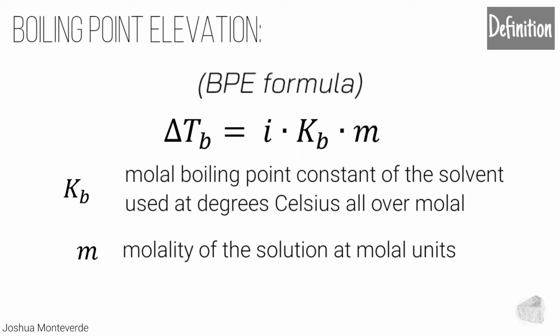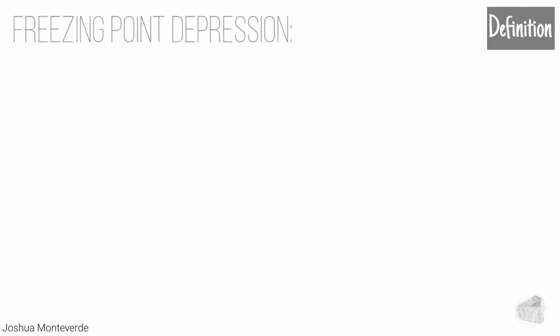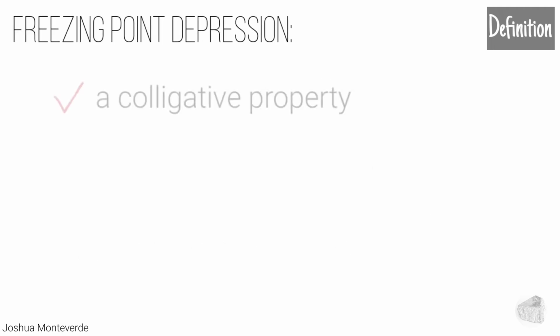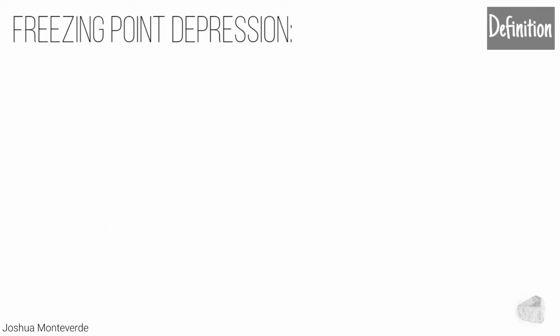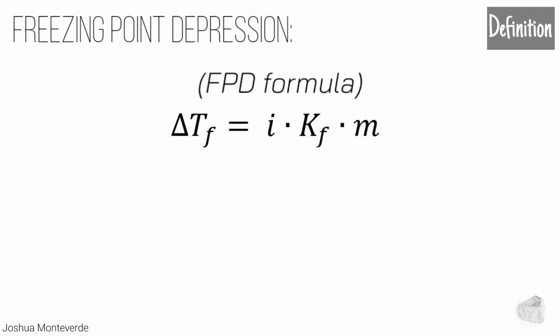We will also discuss now the later colligative property, the freezing point depression. Freezing point depression indicates that the freezing point of the solution, namely the solvent, is depressed or decreased when a non-volatile solute or substance is yet again added. Quite similar to the boiling point elevation formula, but with some changes of variables: delta T sub F is equal to i multiplied by K sub F multiplied by m.